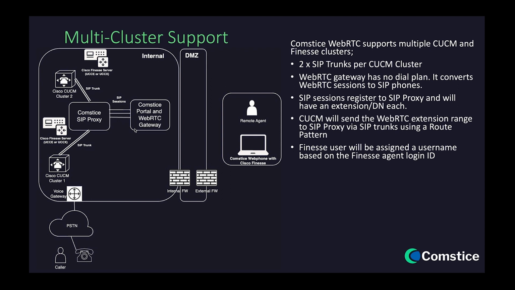If you have multiple call manager clusters and multiple Cisco contact center clusters, for example, one CUCM cluster running UCCE and another running UCCX, you can still share the Comstice topology, SIP proxy, and WebRTC gateway across multiple clusters. They are quite flexible because it's just a SIP-aware network. It doesn't know anything about your UCCX or UCCE, and communicates with your separate clusters through SIP trunks.